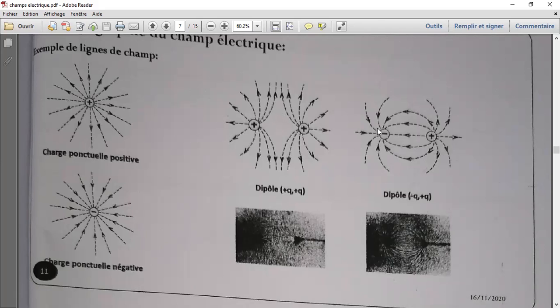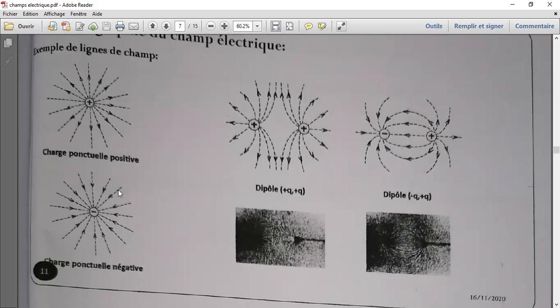Then if I bring negative and positive, you see that there will be an attraction. So basically, the way you show the arrows is very important. These arrows are just separating the positive and the negative. For the positive, the arrow must be going outside, and for the negative, the arrow must be coming inside.